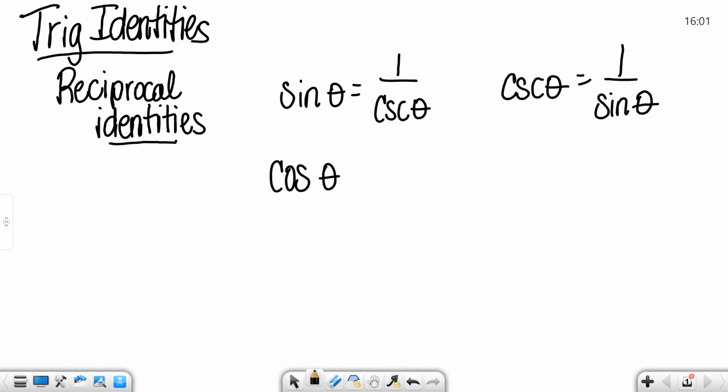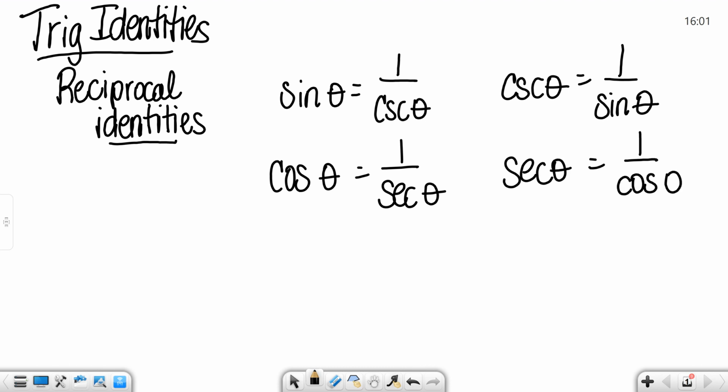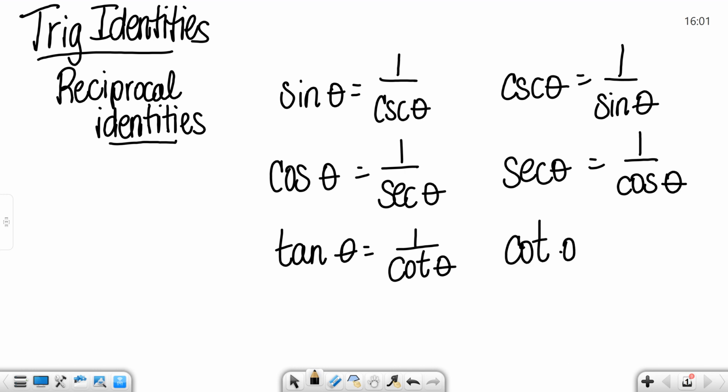The cosine of theta is the reciprocal of the secant. So secant of theta is the reciprocal of cosine. And then tangent of theta is 1 over the cotangent of theta, and cotangent is 1 over the tangent. All right, so these are reciprocal identities that we are going to use, and you need to have them handy. I can't tell you how much you're going to use them. It is going to be a lot. So these are going to be things you want to have handy.